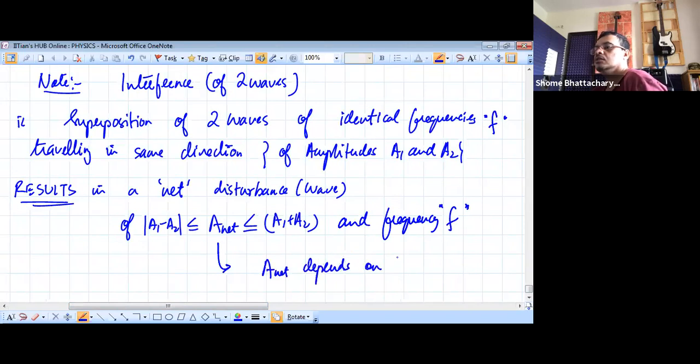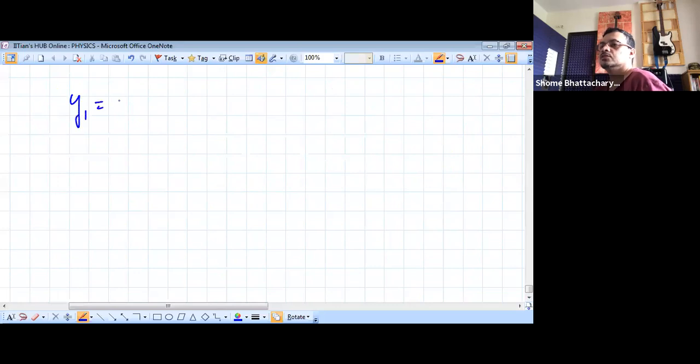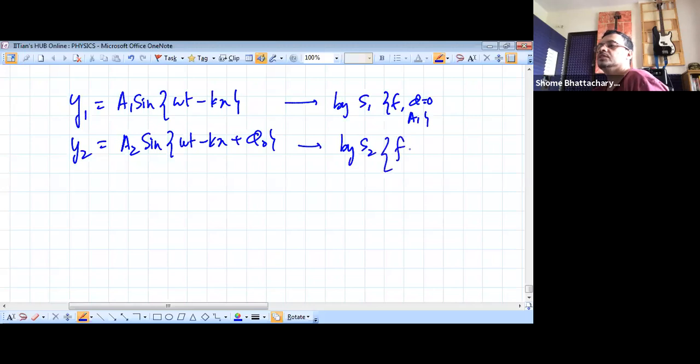depends on A1, A2 and the phase difference, delta phi. Okay, so let's see how that works out, how it depends on the two. Going back to our earlier description, suppose the wave created by the first source was some A1 sine omega t minus kx. Suppose it was this, and the wave created by the second one was A2 sine omega t minus kx plus some phase constant. So this is by source S1, which is of frequency F and phase constant 0 and amplitude A1. And this is created by source S2 of same frequency F, phase constant equal to some phi naught in relation to that one, and amplitude A2.